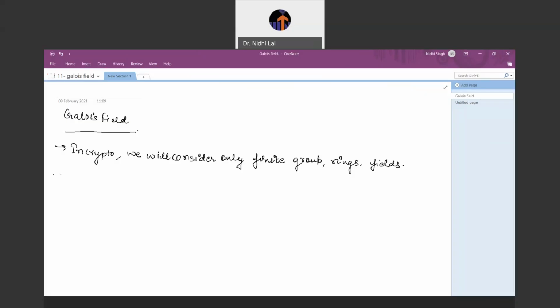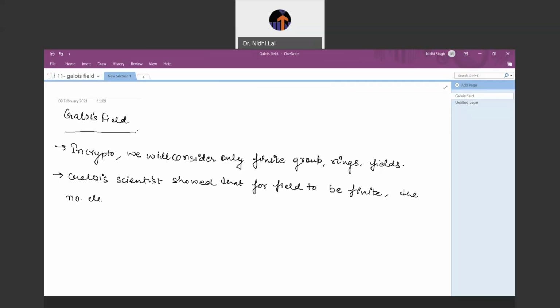Galois is a scientist's name. For a field to be finite, because we are talking about the finite field now, there is one condition. It has to sustain. What is that condition? The number of elements in the finite field should be in terms of p to the power n.